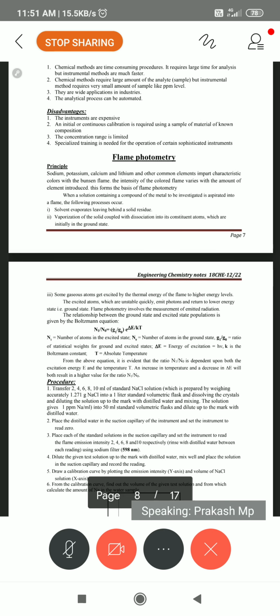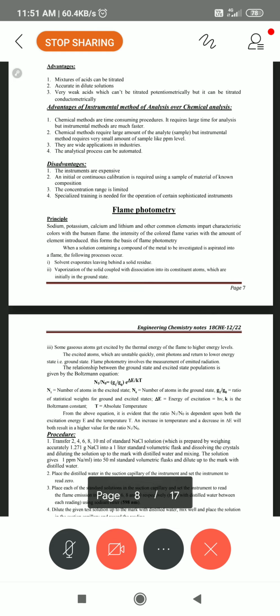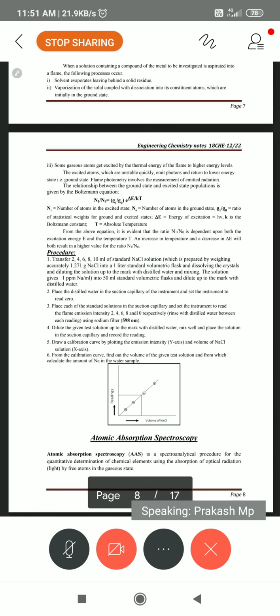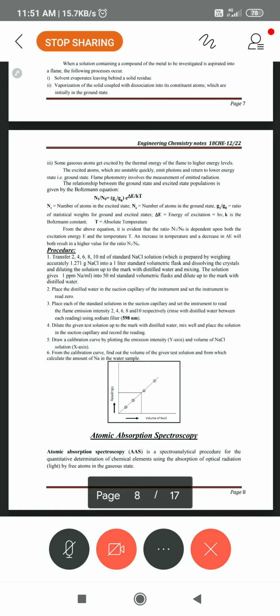In that, we can determine delta E, how much energy the excitation and emission involve. K is the constant and T is the absolute temperature. So we can calculate it. In a 20 ppm, 40 ppm or 80 ppm solution, how many atoms are excited can also be calculated exactly.